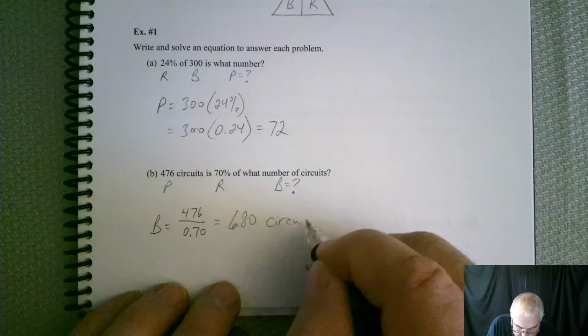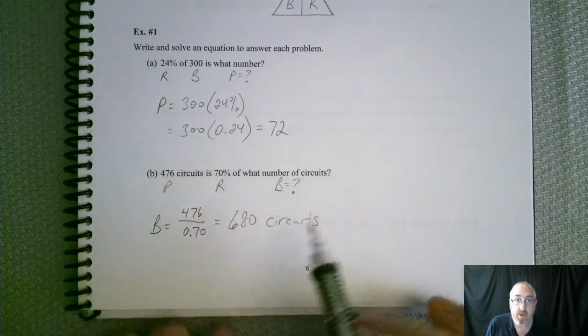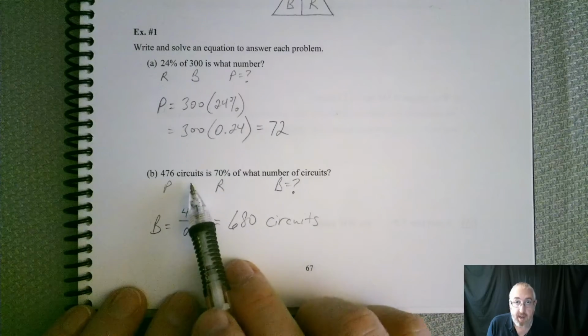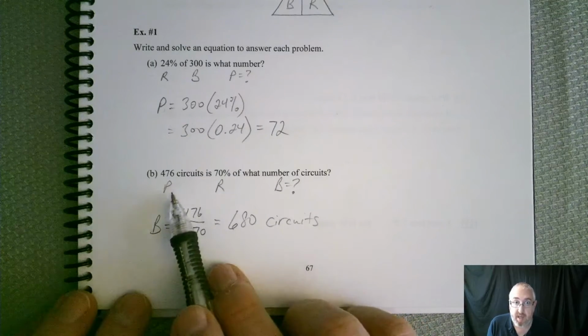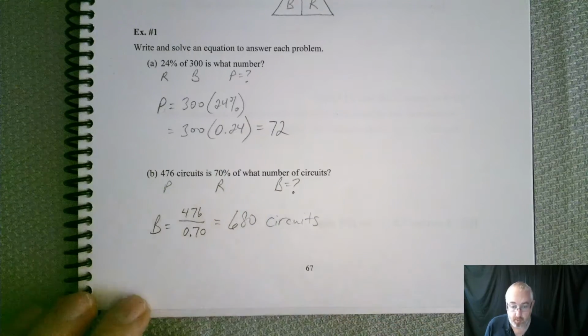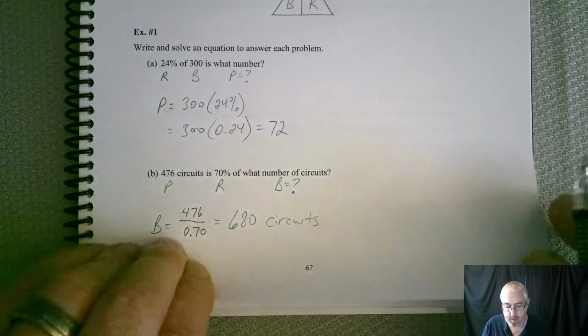And don't forget your units. This one didn't have any units, so we didn't have to worry about it, but this one does, circuits. And just for reference, your P and your B always should have the same units. So we do want to put circuits on there. All right, let's try a couple more.